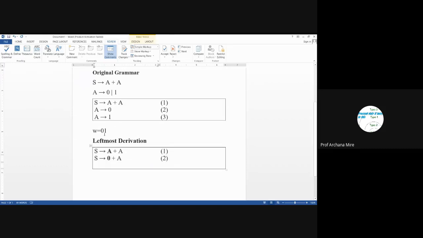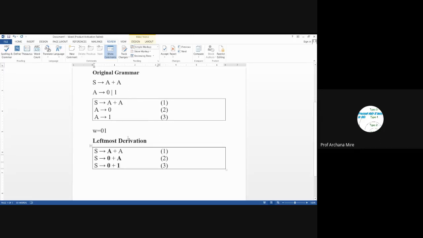Again, the next symbol which I need is 1. So once again, I will apply a production rule on the leftmost non-terminal of this derivation. The leftmost non-terminal is this one. Now there is only one possibility, that is applying production rule number 3, and I will replace this A with 1. So I am getting the string 0 plus 1 by using leftmost derivation.